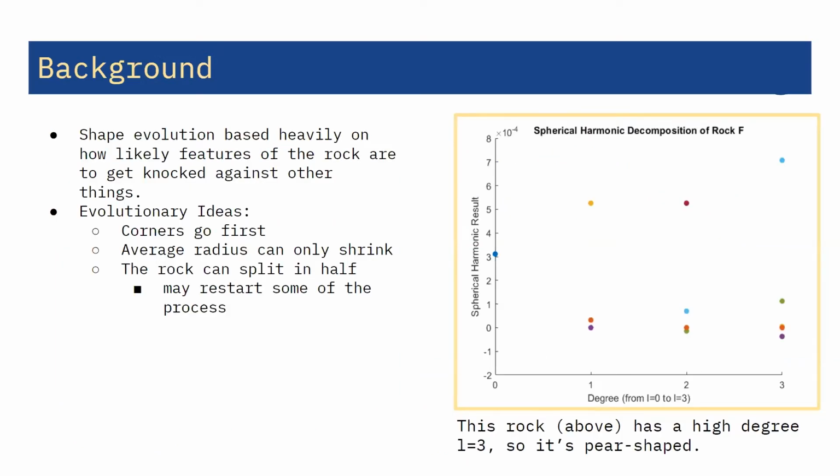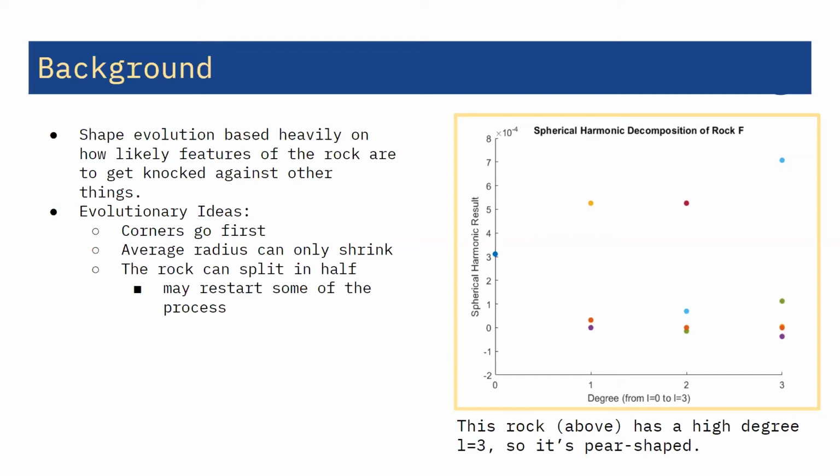So shape evolution, as I've already said, is based heavily on how likely existing features of the rock are to get knocked against other stuff. From this, we came up with a few evolutionary ideas, one of which is that corners will go first. They protrude, they knock against other stuff, and they're not corners anymore. The average radius can also only shrink. You're not adding any material to the rocks as they're getting knocked about. The rock can also split in half at some points. Maybe it gets a little too oblong and hits something in the center.